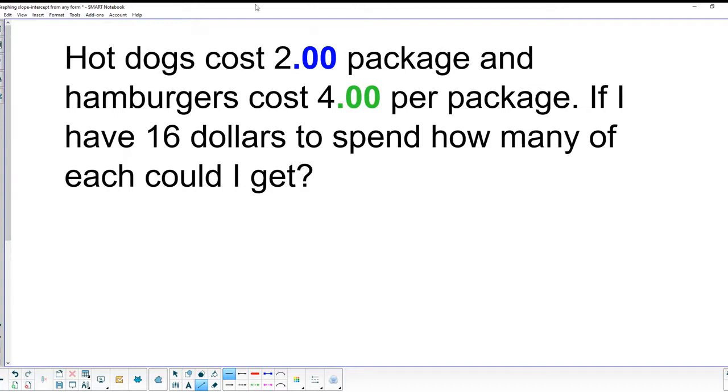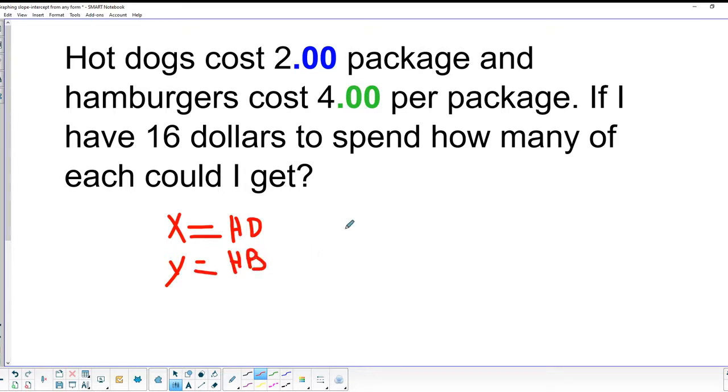All right, secondly, here's also a different type of problem we can expect to see in the very near future, so we thought we'd introduce one to you today. Hot dogs cost $2 a package, and hamburgers cost $4 a package. If we let x equal hot dogs, and y equal hamburgers, we can write a linear equation to help us solve this problem.